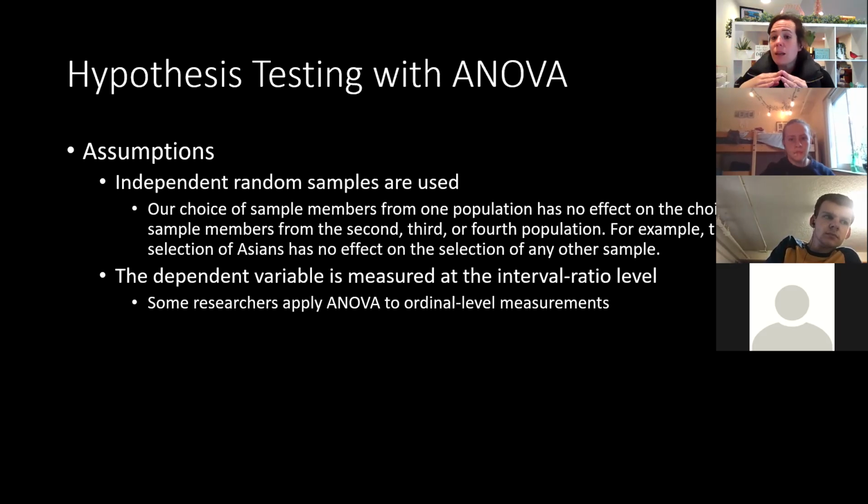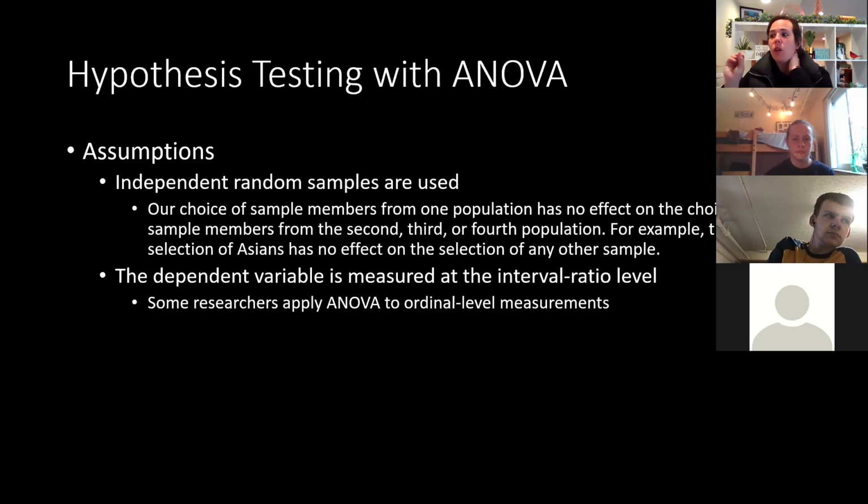So first off, there are some assumptions. You are assuming that independent random samples are used, that you didn't stack the deck and have only one type of person in one group and one type in the other group. So our choice of sample members from one population has no effect on the choice of sample members from the second, third, or fourth population. For example, if you're selecting Asian Americans, that should have no effect on the selection of any other sample, right? There shouldn't be mixing in any way.